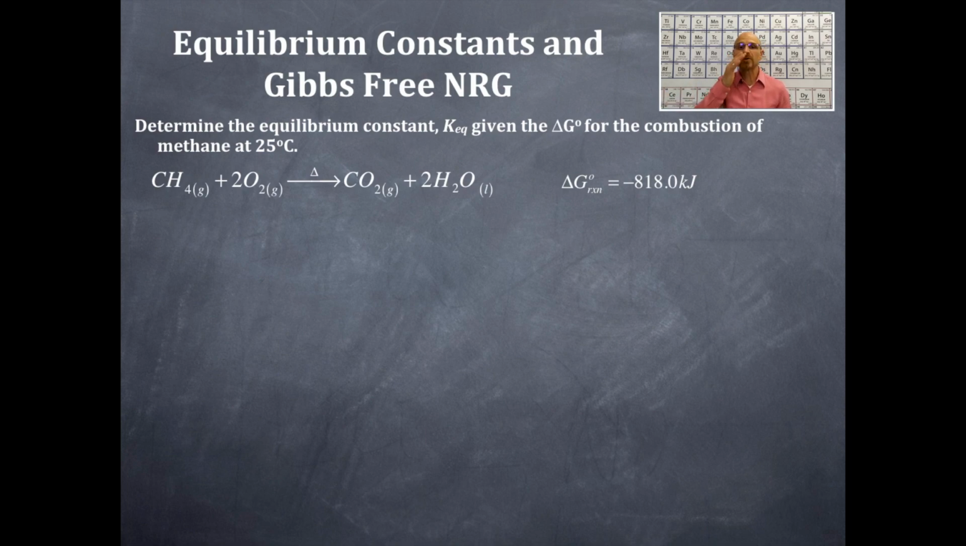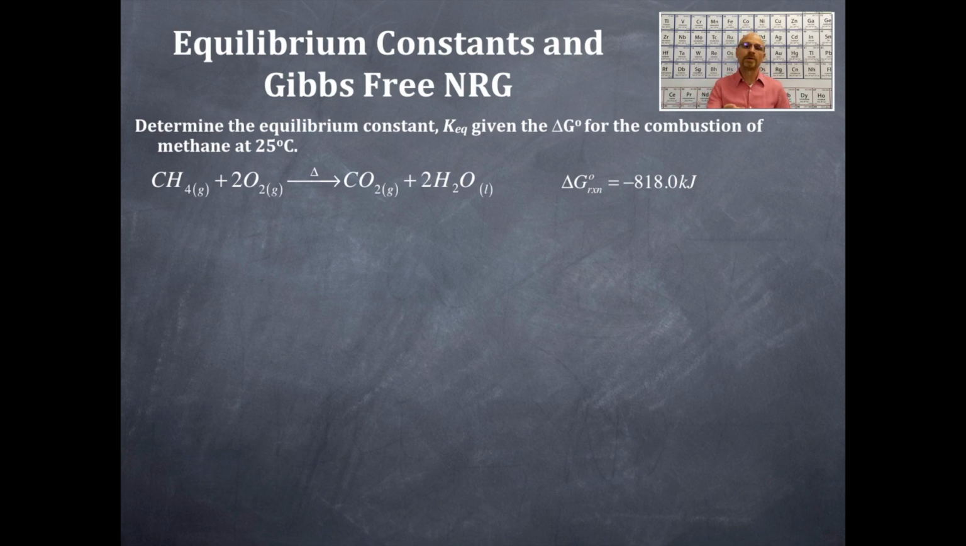Now, something you should know with this numeric value is the sign. The sign is the most important thing. That sign lets us know that this reaction is spontaneous. I cannot tell you anything more about this than that this reaction is spontaneous based on that negative sign.